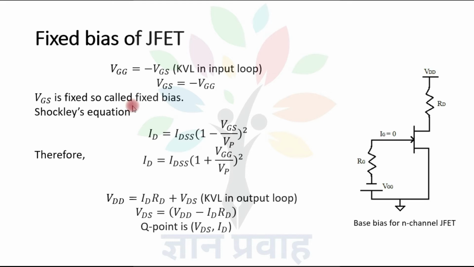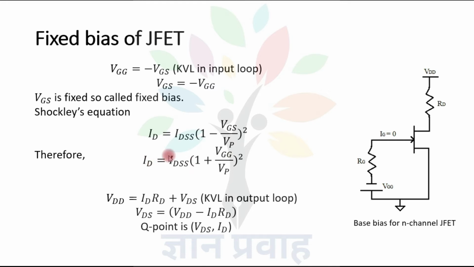And in case of JFET, the drain current is expressed by using Shockley's equation. So the drain current ID equals IDSS times (1 minus VGS upon VP) squared. And VGS is nothing but minus VGG. So ID equals IDSS times (1 plus VGG upon VP) squared. So from this equation we can get the ID current.